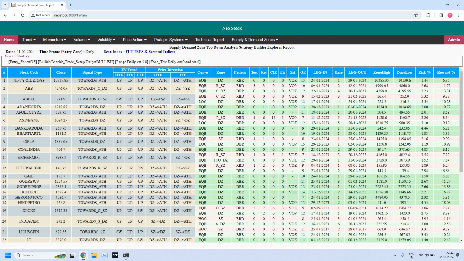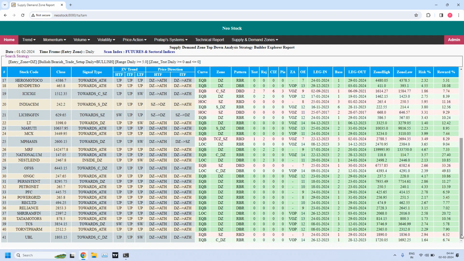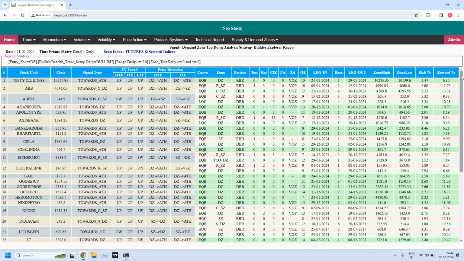But the list is very big. This is the first 22. If you have any favorite stocks, you can select them. This is the remaining stocks. That way you can select. That way the list is useful. But still, what is missing? When you have a big list, how can we further fine tune? I mean, fine tune not the zone, fine tune the filters.